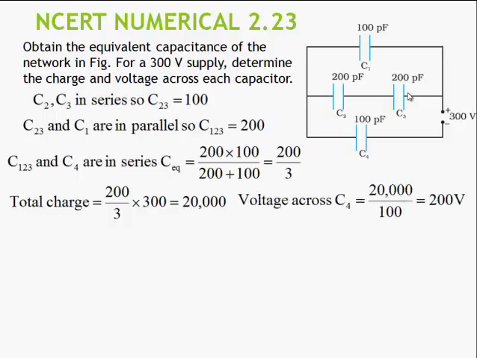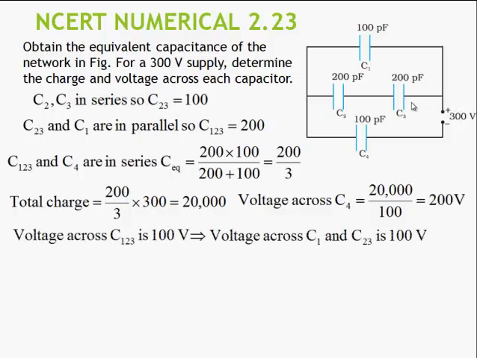So we'll try to find the voltage across C4. That is 20,000 divided by 100, we get 200 volts. Now among, this is 300 volts, this is 200. So the voltage left across these two capacitors will be now 100 volts only. So the voltage across C1 to 3 is 100 volts. And C1 to 3 means C1 and C2 C3 in parallel, and in parallel voltage is constant. Hence C1 and C2 C3 both will have a voltage of 100 volts.